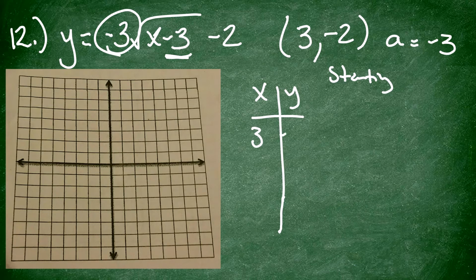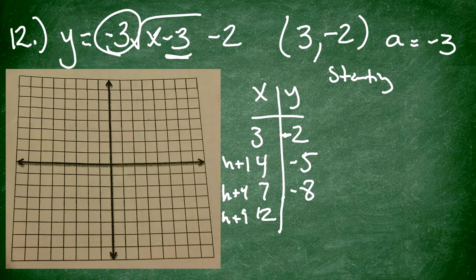So I have positive 3, negative 2 to start. I do h plus 1, that's how I get 4. I do h plus 4, that's how I get 7. I do h plus 9, that's how I get 12. Remember, if you don't follow my rules for the left side, you can't use this a trick, and you have to plug it in your calculator. But negative 2 plus a is negative 5. Negative 5 plus negative 3 is negative 8. Negative 8 plus negative 3 is negative 11.